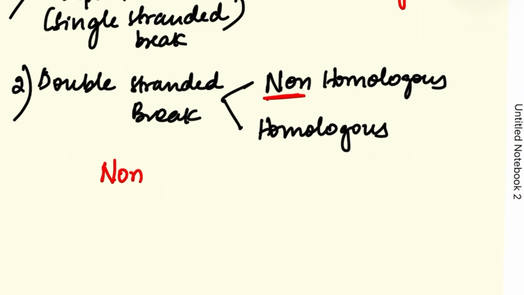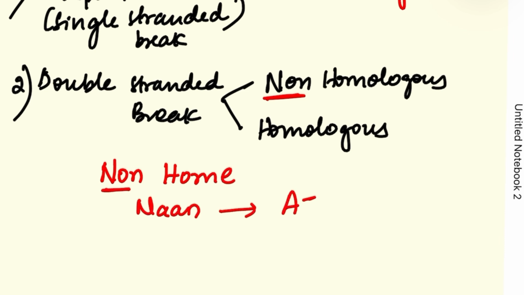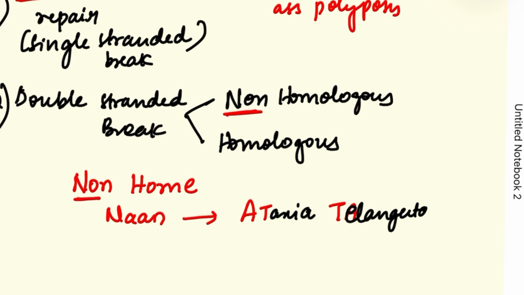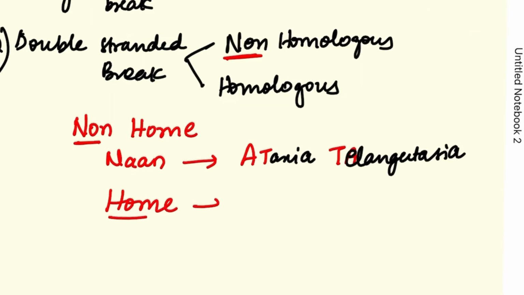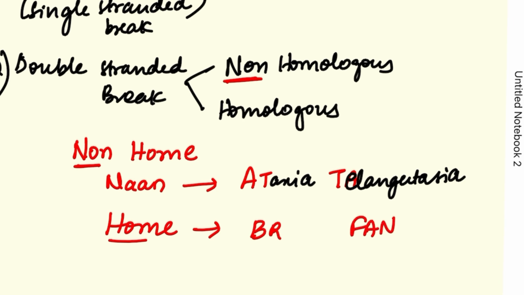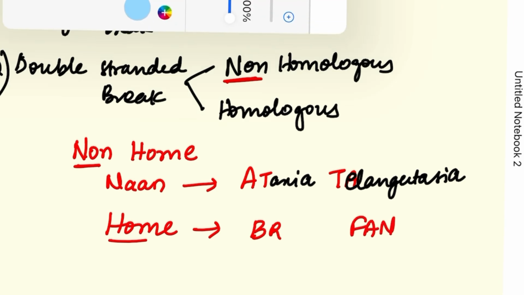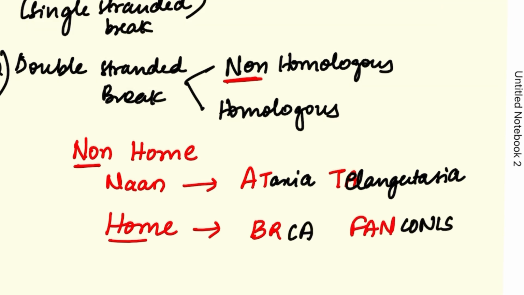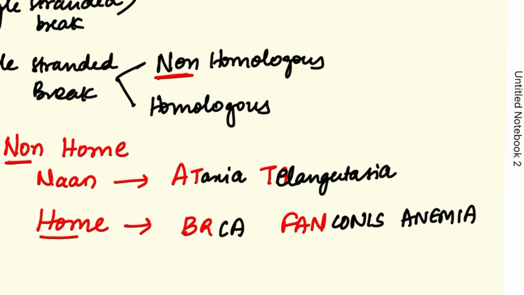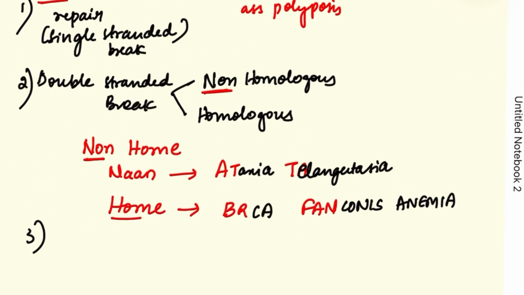And the next is non-homologous end joining repair, where I remembered it like this. Non-home, that is where outside of home we eat naan, butter naan, which is made of atta. So ATTA, that is ataxia and telangiectasia. And at home, my brother is a very good fan of home food. So home, bro is fan. So BRCA and Fanconi's anemia.